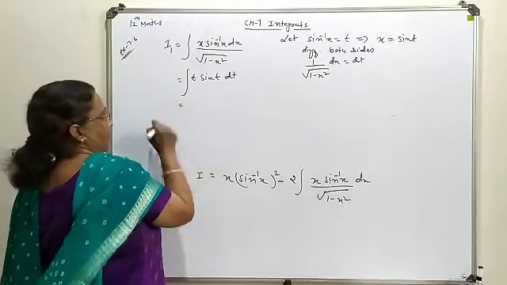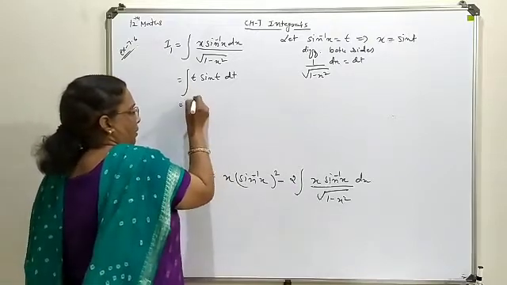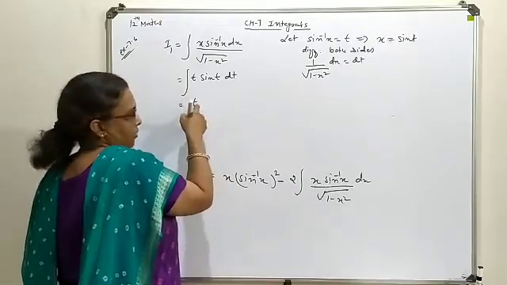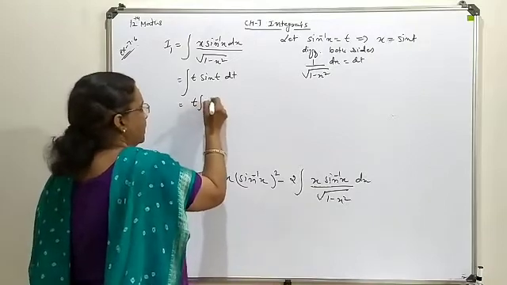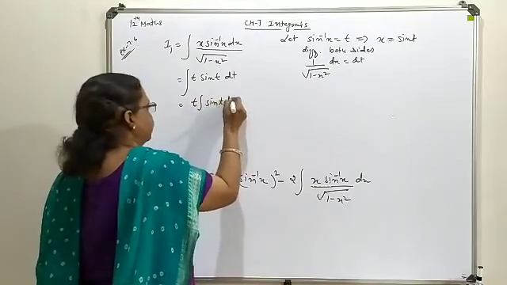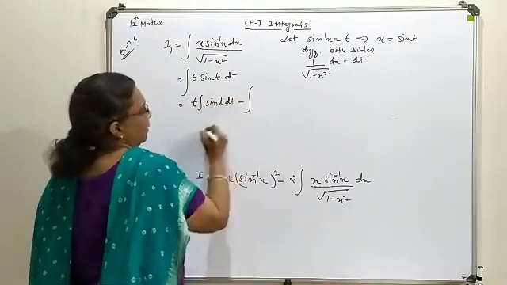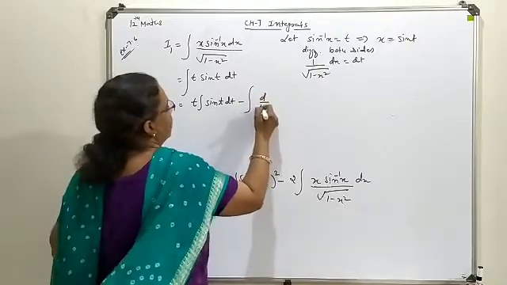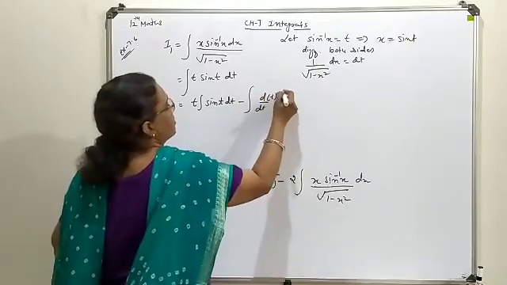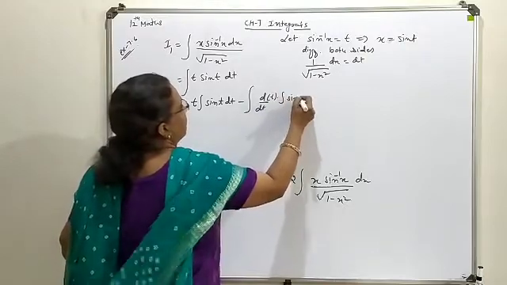Now t is to be differentiated, so write as such. This is the integration of sin t, minus the differentiation with respect to t of this t. Directly also you can write, there is no problem.